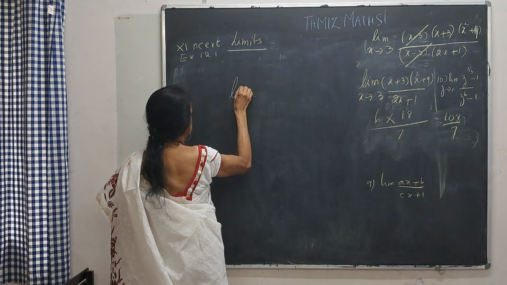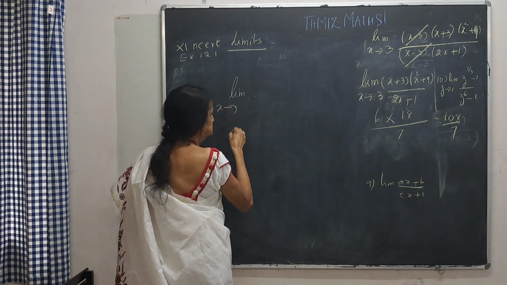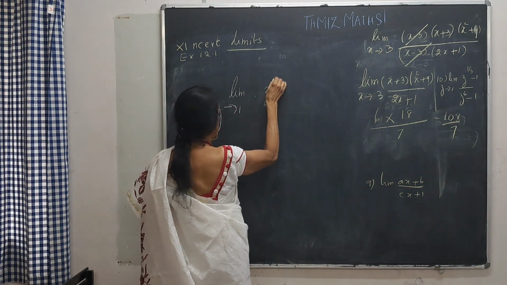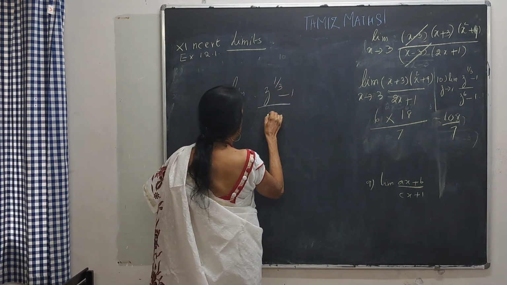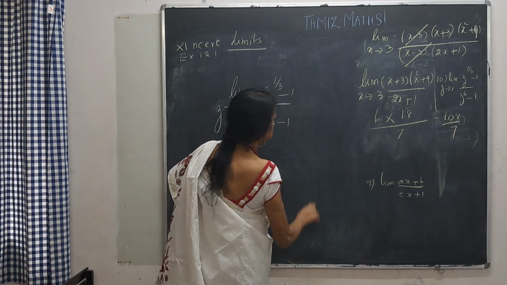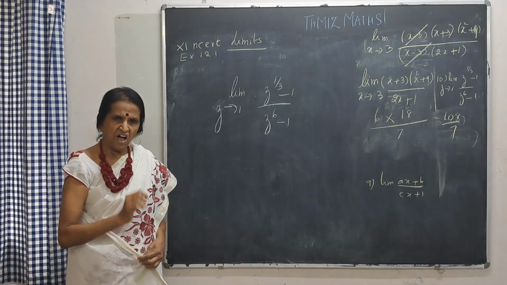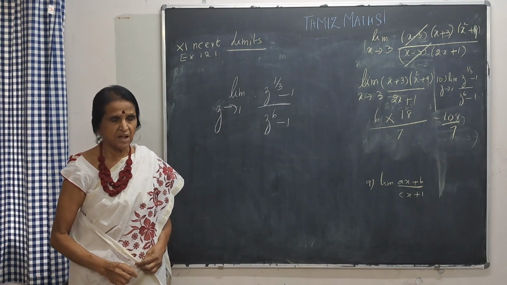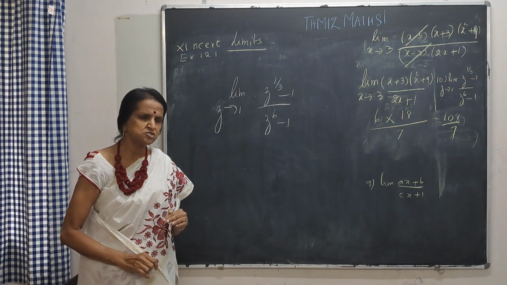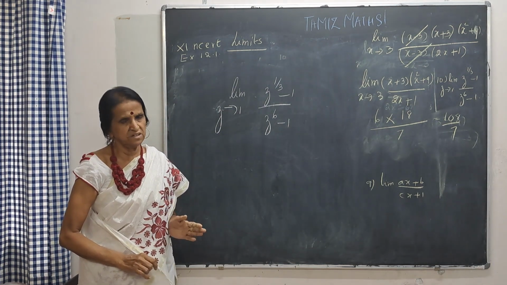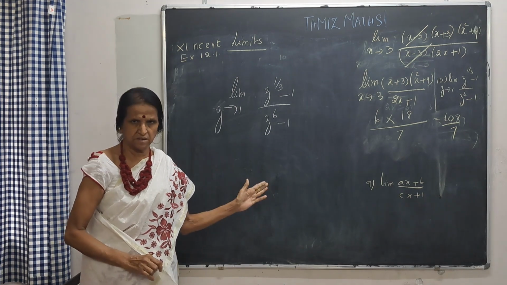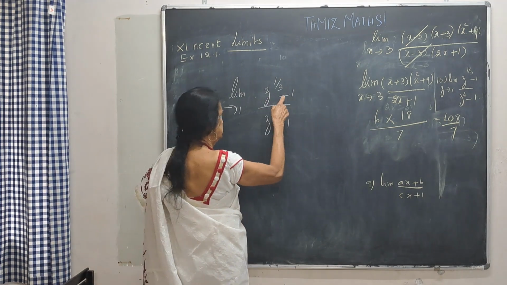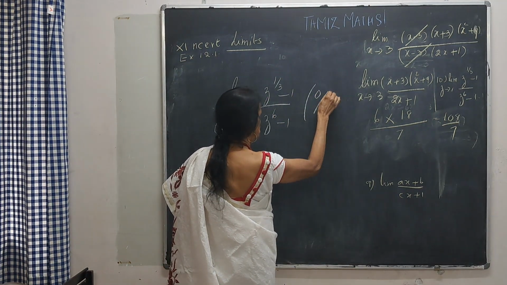Limit z tends to 1 of (z to the power of 1 by 3 minus 1) by (z power 6 minus 1). Divide the numerator and denominator by z minus 1. It takes 0 by 0 form. That is to be checked always. You have to write in the bracket what form it takes. So 1 minus 1, 1 minus 1, it takes 0 by 0 form.